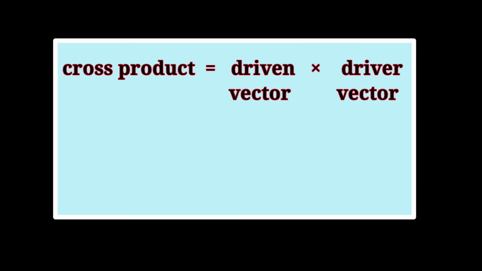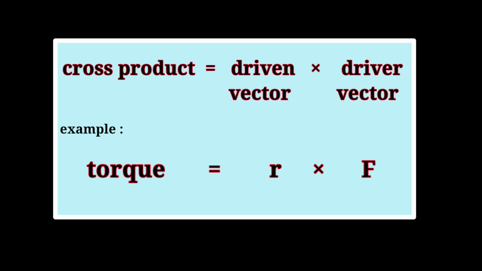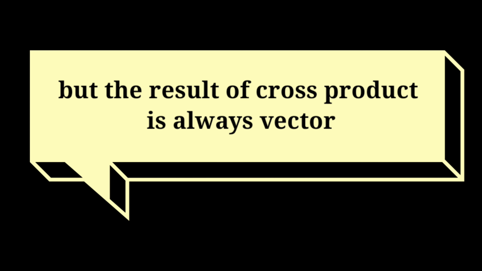So cross product equals driven vector cross driver vector. For example, torque equals R cross F. R is the driven vector and F is the driver vector. But the result of a cross product is always a vector.